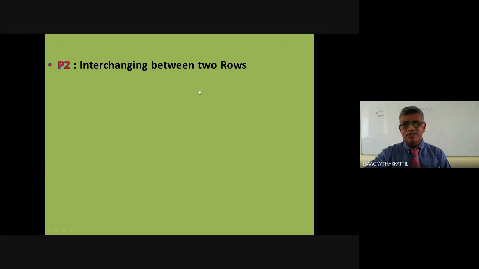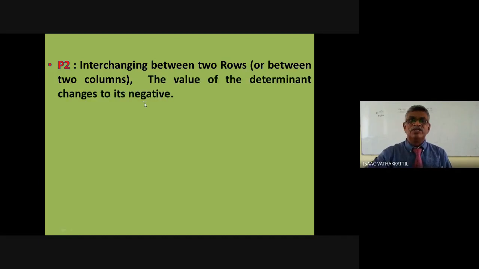Now property 2, attend carefully, a very important property. Interchanging between two rows. In property one, we were interchanging between rows and columns. Here, interchanging between two rows, we may interchange R1 and R2, or R2 and R3, or R1 and R3, or between two columns. Whatever I am going to state with rows is equally applicable with columns. So if you interchange between two columns, then the value of the determinant changes to its negative. Very important. The value of the determinant changes to its negative.